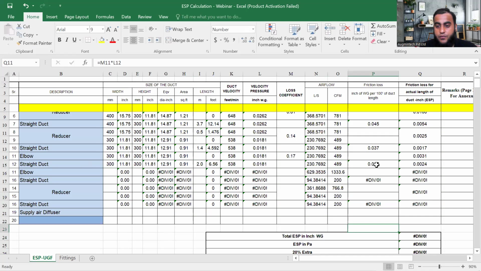As per that, we have got in 100 feet of duct length the friction loss should be 0.035. But our total length of duct is 6.5 feet. So if in 100 feet of duct length the friction loss is 0.037, can you tell me in 6.56 feet of duct length, friction loss is how much? Tell me, please.